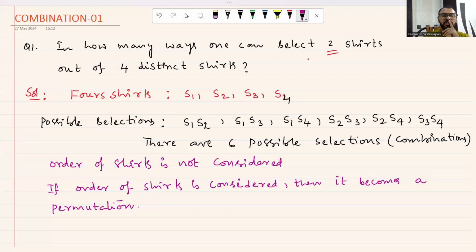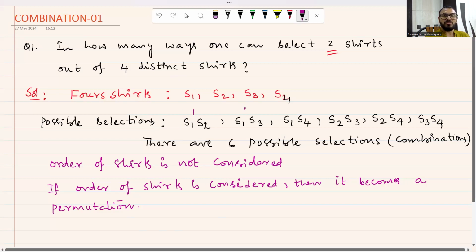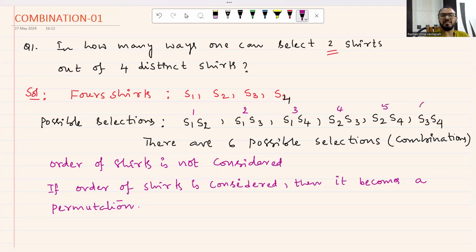If the order of shirts is considered, then it becomes a permutation. So the major difference between permutation and combination is, in permutation, the order of objects is important, whereas in combination, the order of objects is immaterial. Right. So here we have 6 possible cases. 1, 2, 3, 4, 5, 6.